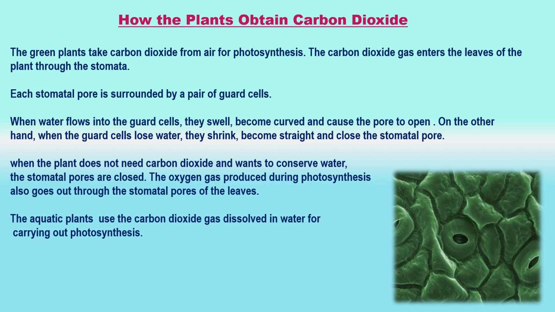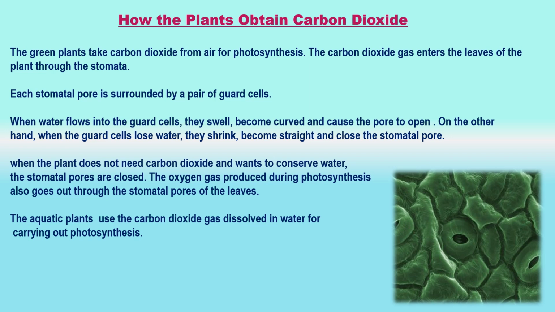Each stomatal pore is surrounded by a pair of guard cells. The opening and closing of stomatal pores is controlled by the guard cells. When water flows into the guard cells, they swell, become curved, and cause the pore to open. On the other hand, when the guard cells lose water, they shrink, become straight, and close the stomatal pore.